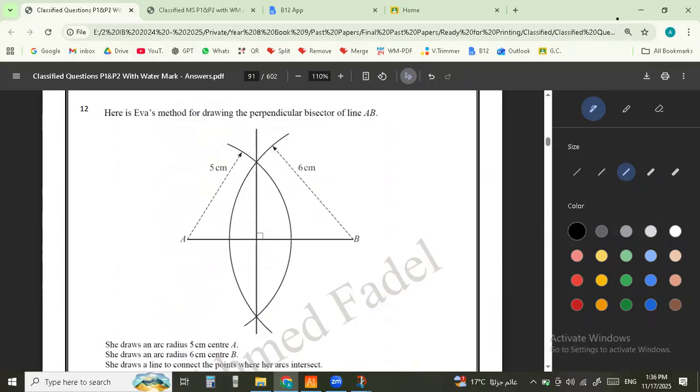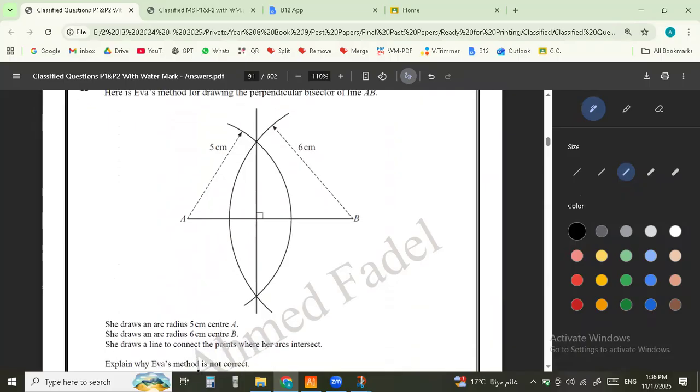Here is Eva's method for drawing the perpendicular bisector of line AB. She draws an arc radius 5 centimeters center A. She draws an arc radius 6 centimeters center B. She draws a line to connect the points where her arcs meet or intersect. Explain why Eva's method is not correct.